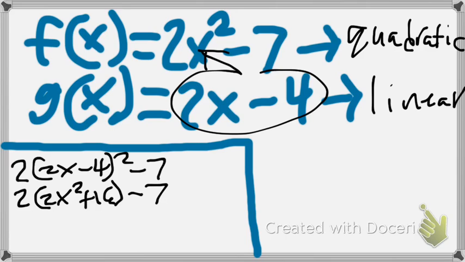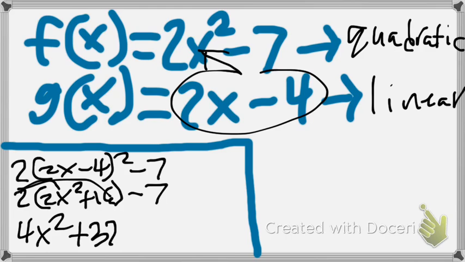Then you multiply everything by 2 by distributing. So you do 8x squared minus 32x plus 32 minus 7. And then you subtract 7 from 32, and you get 25. Not that bad, and everything works out. So that's the function.